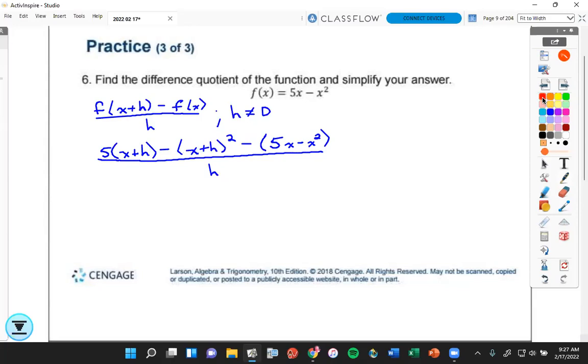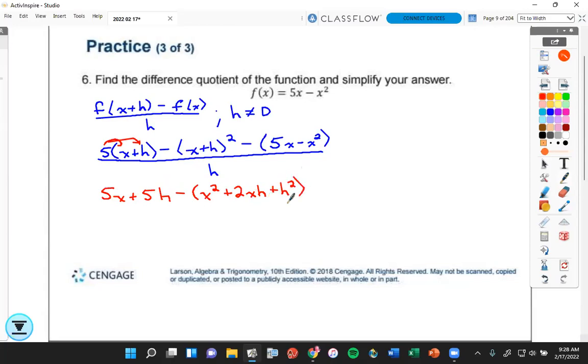Next step, we'll multiply everything out. So in the first piece, I'm going to distribute the 5. That gives me 5x plus 5h. And remember, when you have a negative sign in front of something that's being squared, do the squaring first, and then we'll distribute the negative sign. So I'm going to keep this negative sign for now. x plus h squared. First times first is x squared. Outside times outside would be xh. Inside times inside would also be xh. xh plus xh is plus 2xh plus h squared.